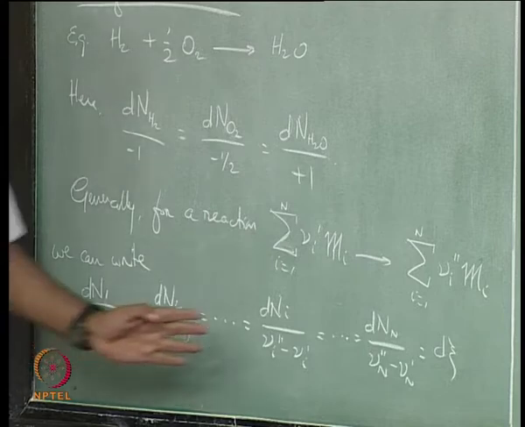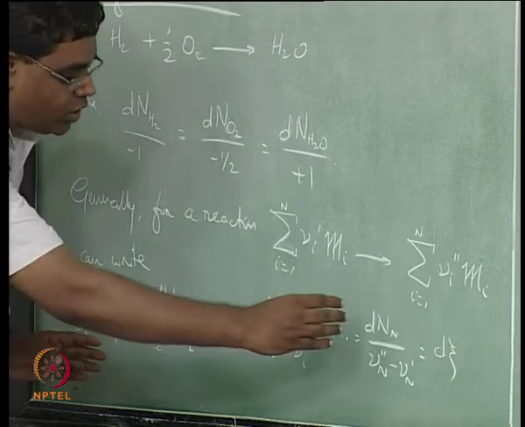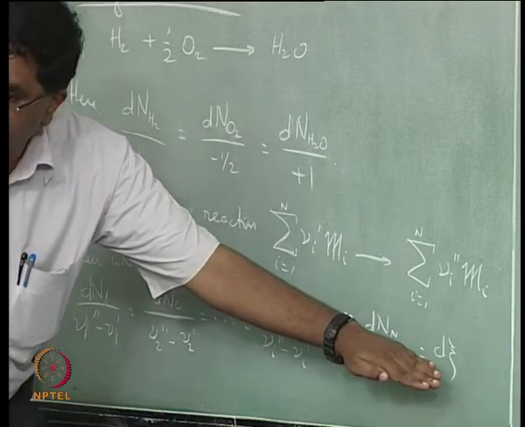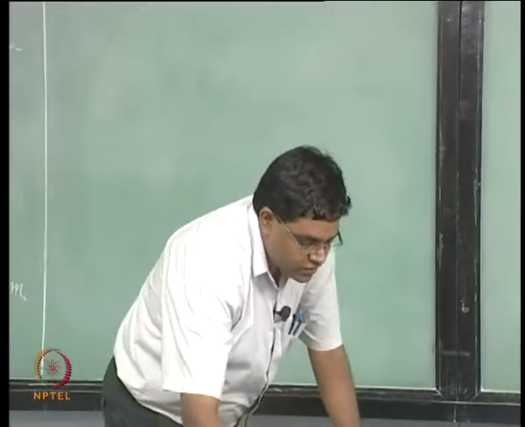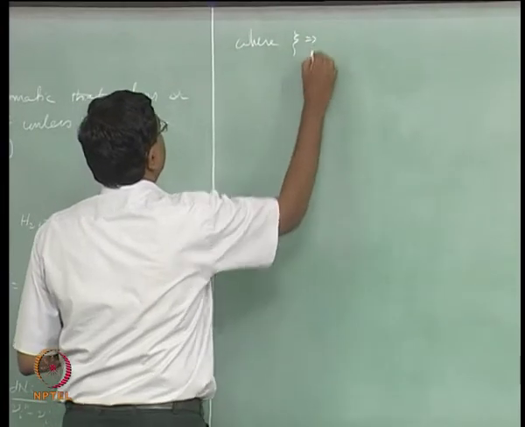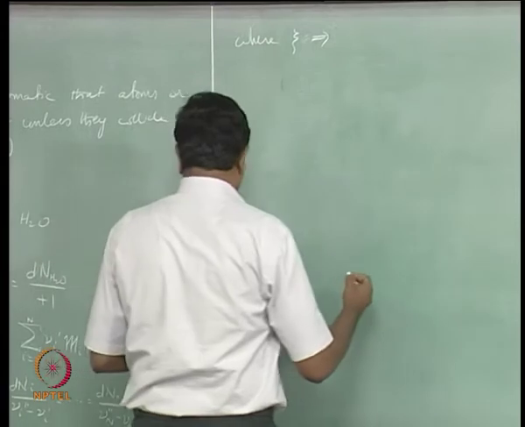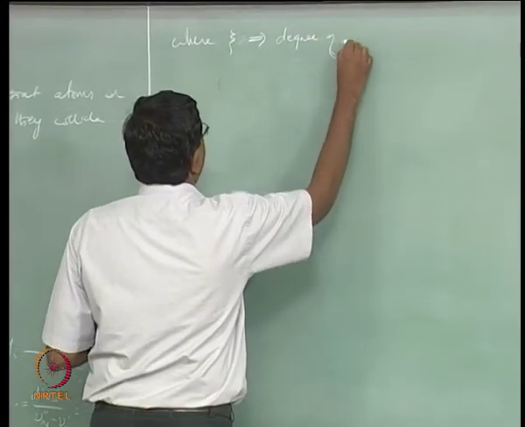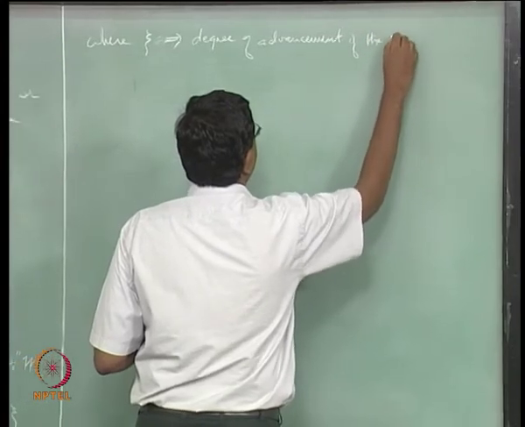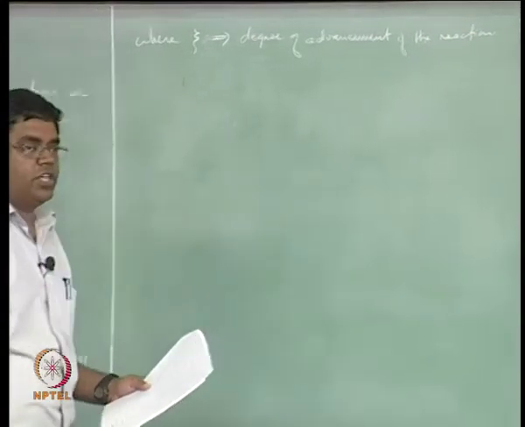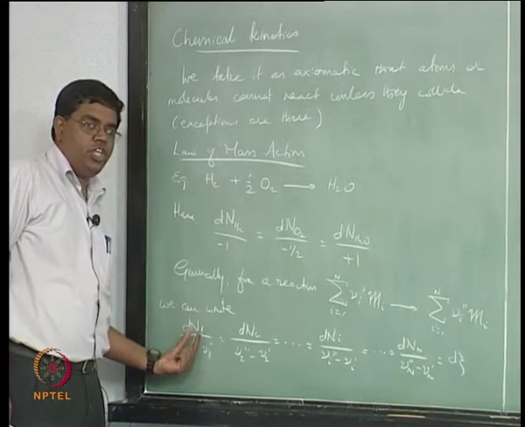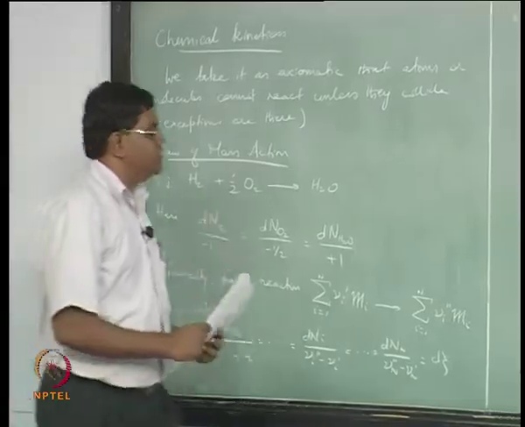And then what do you do with all these things that are equal to each other? We now say all these things that are equal to each other could finally be equal to an elemental change in a quantity called psi. So we now say this is equal to d psi, where psi refers to the degree of advancement of the reaction. So it tells you how much of the reaction has proceeded depending upon how much elemental change in the number of moles has been effected for each of the species.